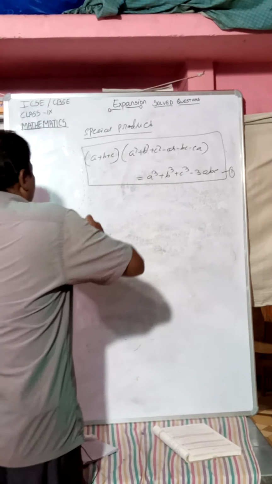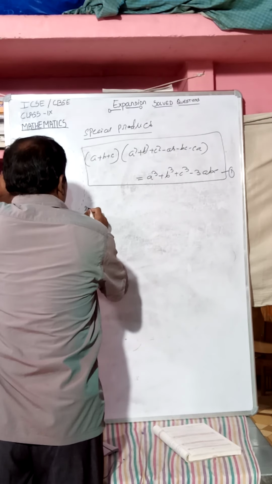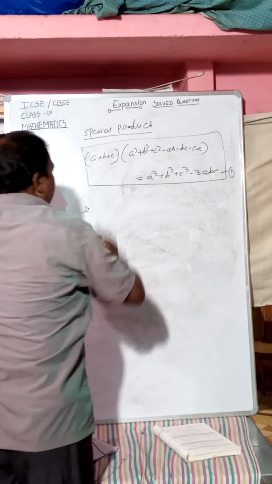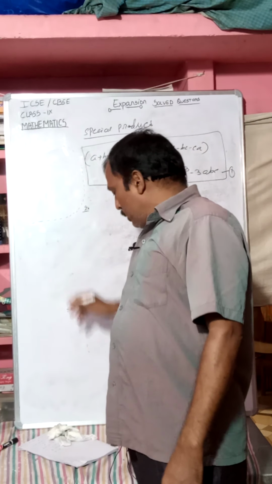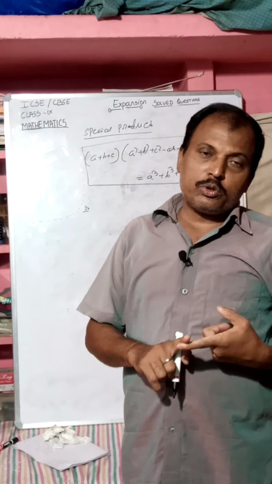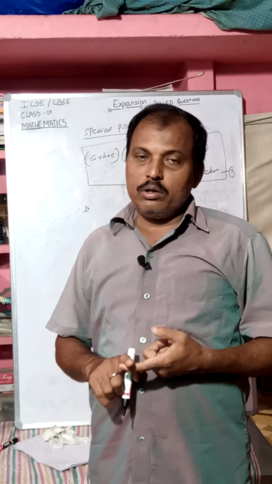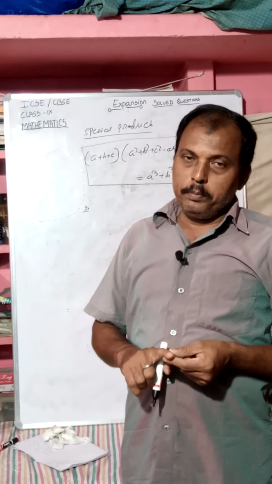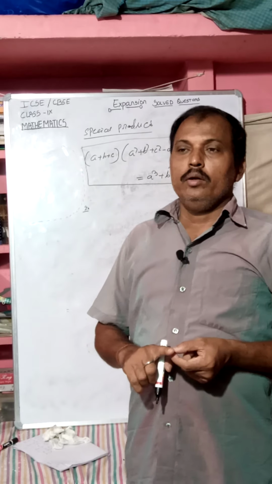Now secondly, we remember this formula: (a + b + c) whole into (a² + b² + c² − ab − bc − ca) is equal to a³ + b³ + c³ − 3abc.